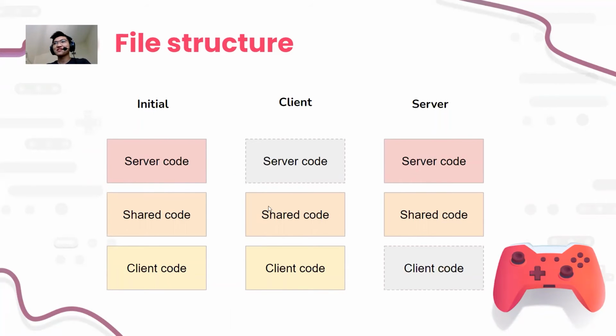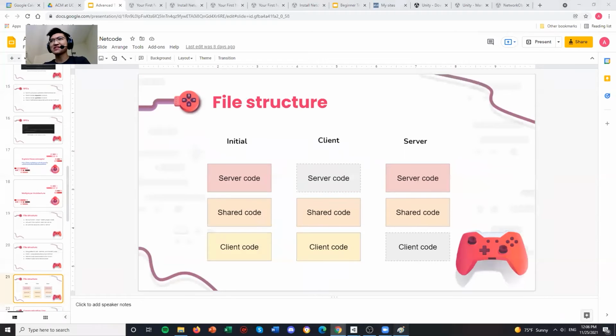So if we didn't have the shared code, if you imagine the shared code wasn't here, we'd have just client code on the client and just server code on the server. And so there wouldn't really be a correspondence between any data here. So let me just go back to the paint example.